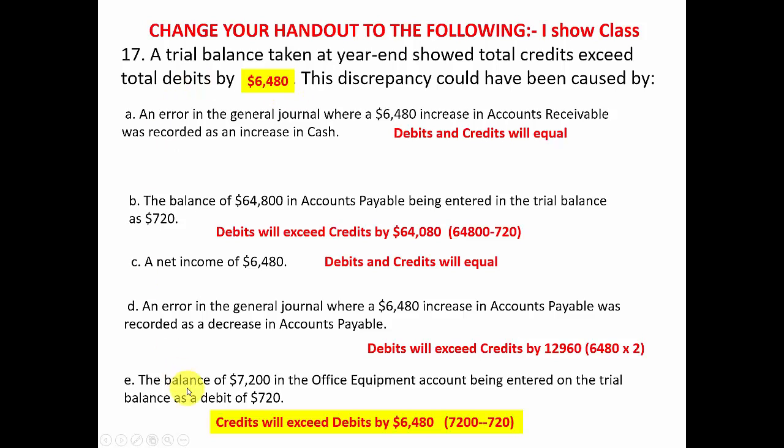Number E, this is the right answer. The balance of $7,200 in the office equipment account was entered in the trial balance as $720. We should have put $7,200. Instead, we left off a zero and put $720. That difference will give us credits that will exceed debits by $6,480, and this is the only answer that could be right. From all these above here, that's the only answer that is right.